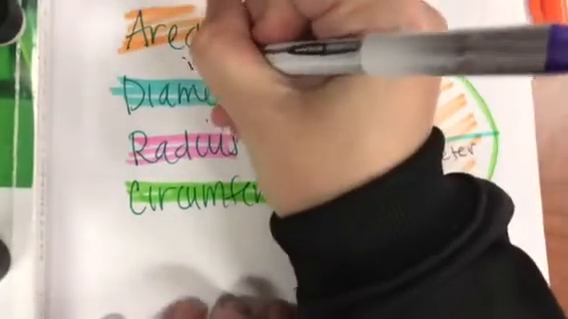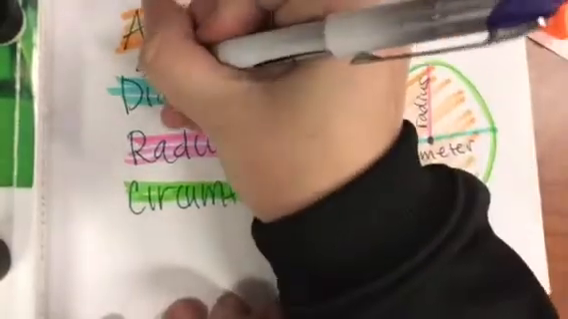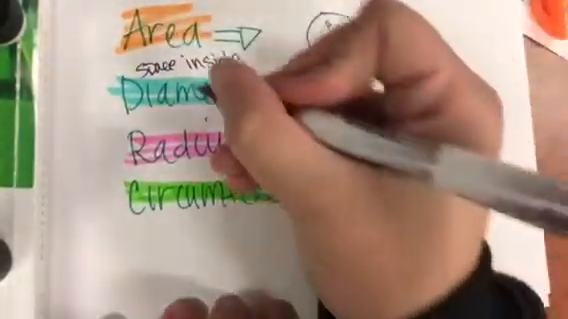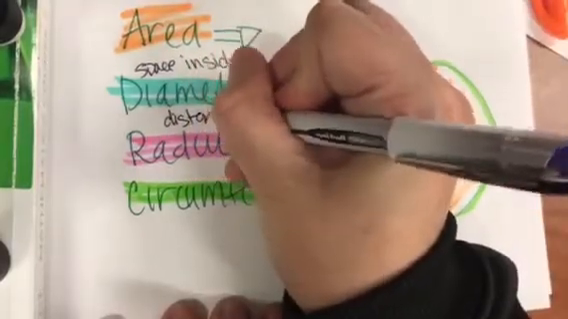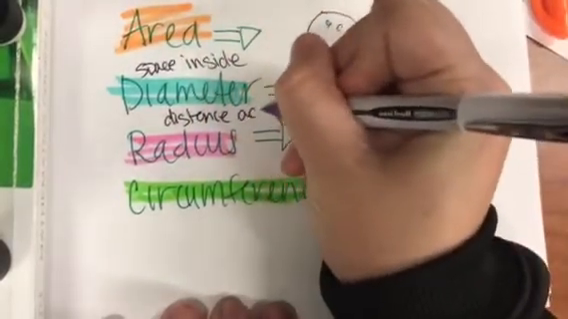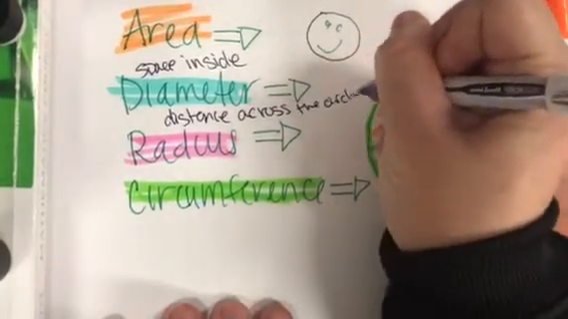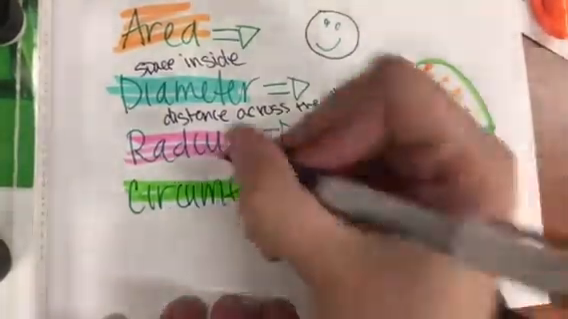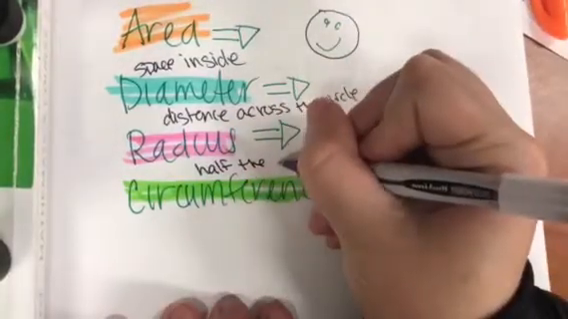Area is the space inside. It's everything inside. Diameter is the distance from one side of the circle across. Just put that. And then radius is half the diameter, or half the distance.